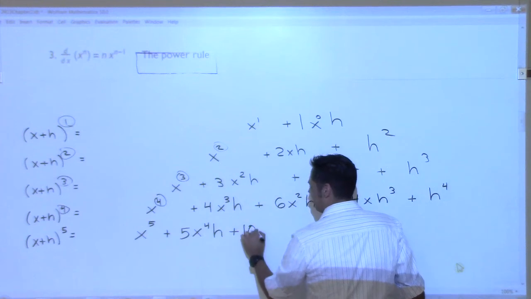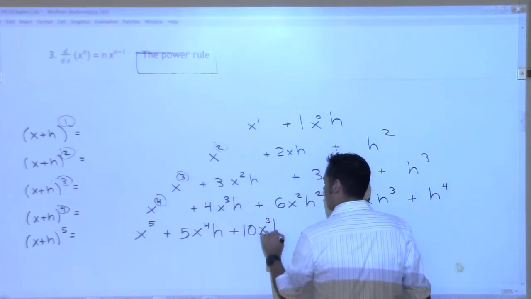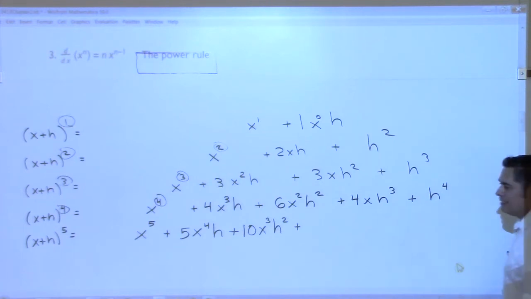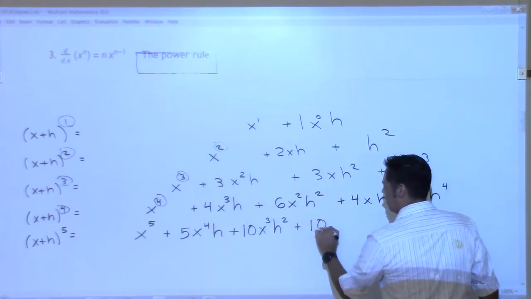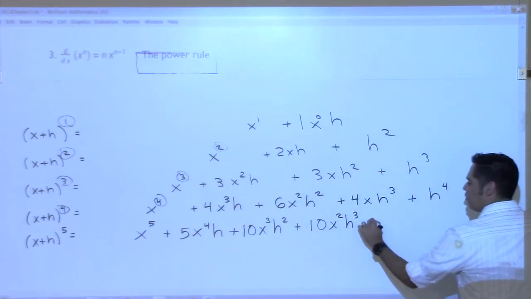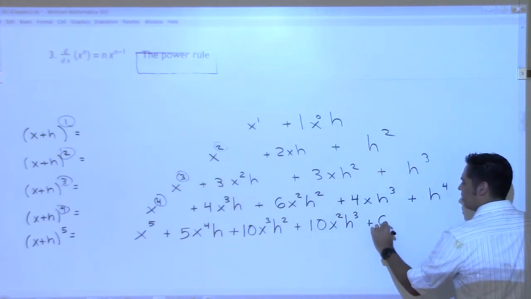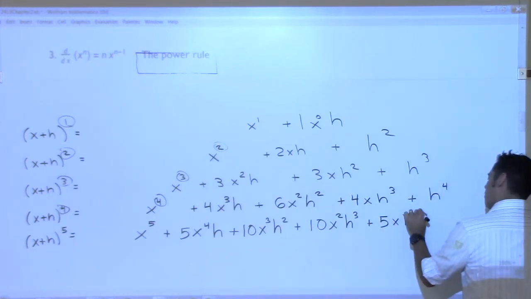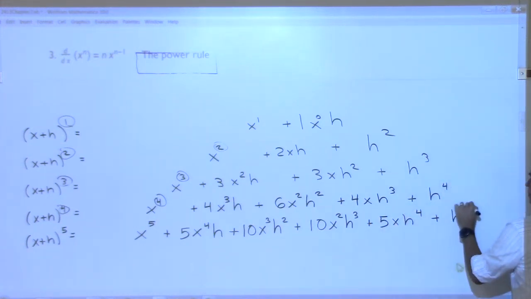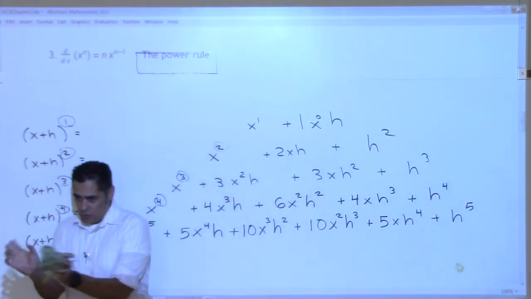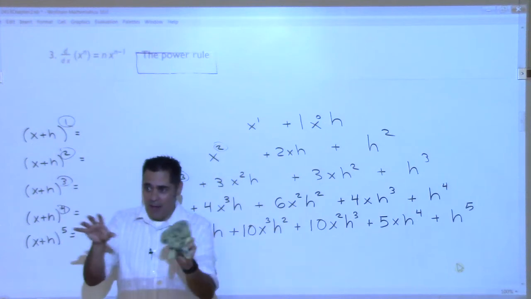10x cubed h squared. And then the next term? 10 again. If you're sitting there going, what the hell's going on, just hang tight, okay? And then the next one is 5x to the fourth, and then the final one is h to the fifth. Now, if you were to multiply these out 5 times and do all that, you will come up with this.